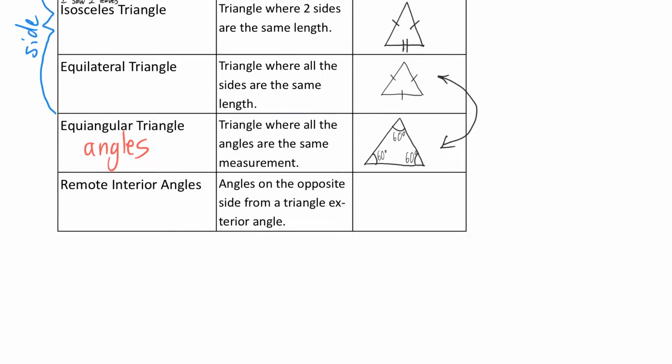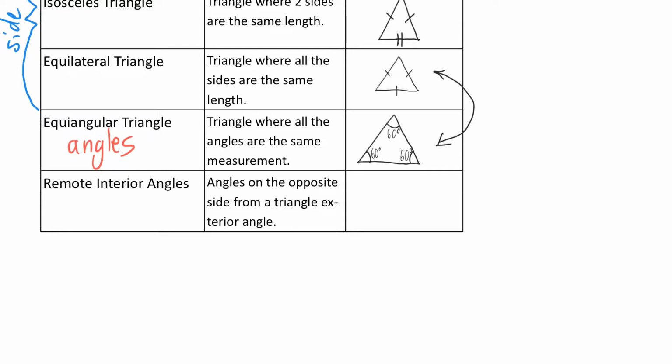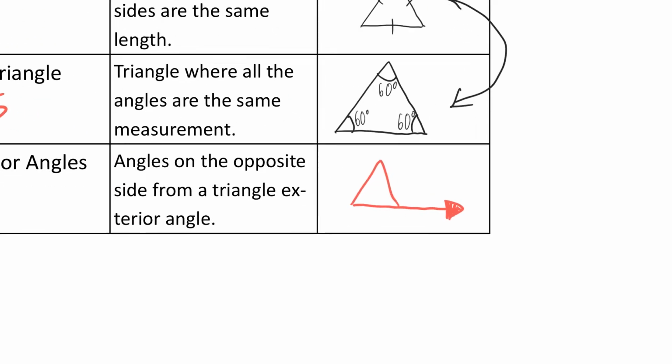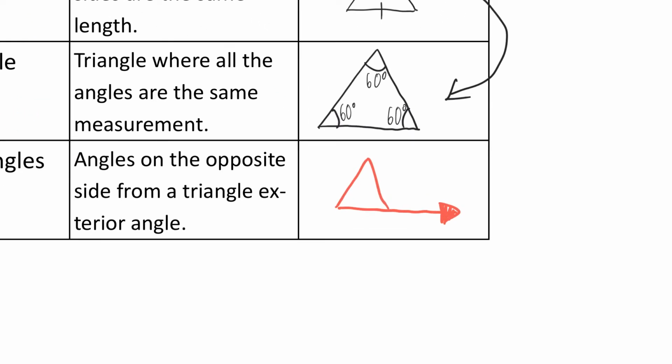Remote interior angles are the angles on the opposite side from a triangle's exterior angle. This is kind of a weird thing, but it's like this. We have a triangle where one of the sides extends out like this, so you've got a triangle where one side keeps on going. This angle right here is the exterior angle that we're talking about. And then these two angles over here are the remote interior angles.